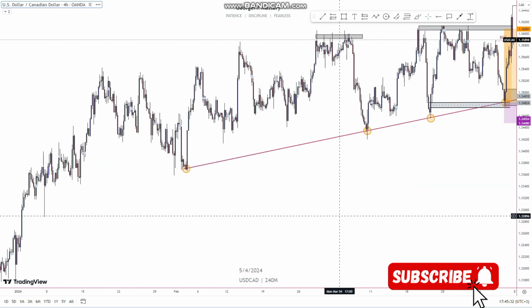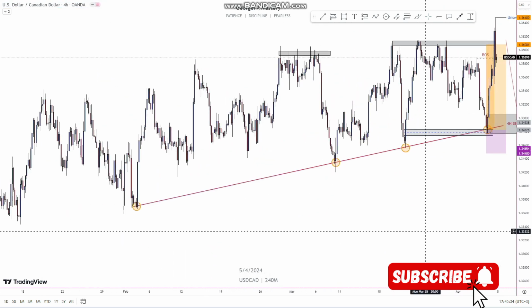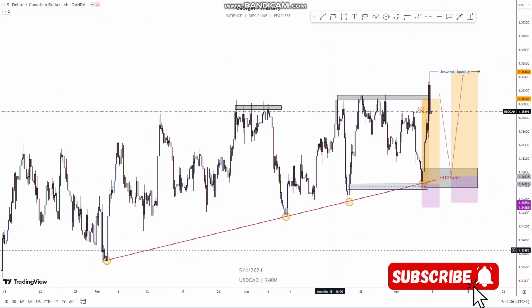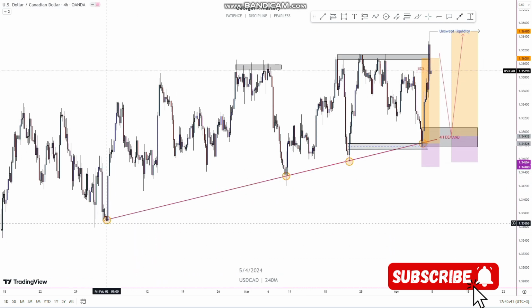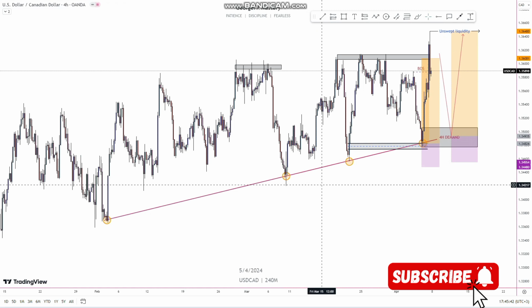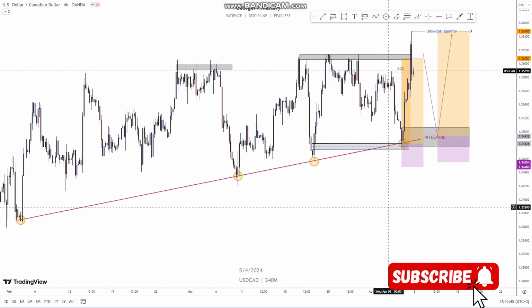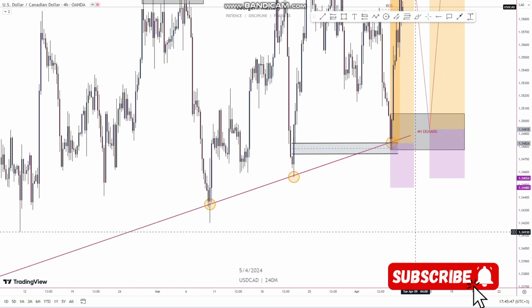Something you can notice, I don't trade trend lines, but you can see there is a trend line support around here that price has rejected about 4 times. The first, the second, the third, and the fourth. And you can see price here. We had this particular demand zone.